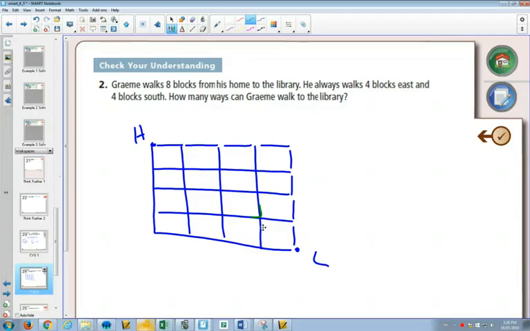So what's one possibility? He's at home. Which way is he going to go? South. He's going to go south. Then? South. South again? This is one possibility. Okay?